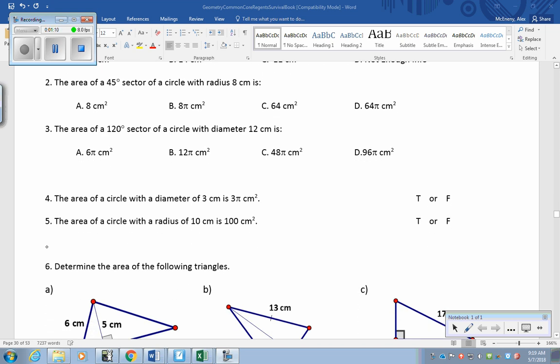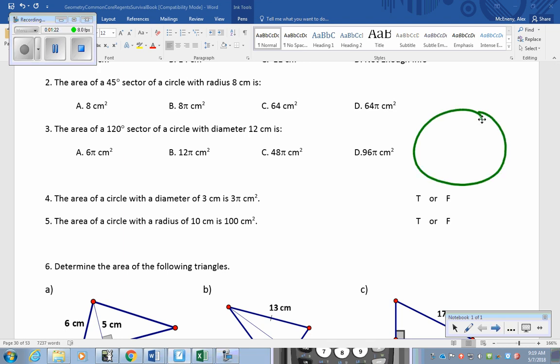I want to look at one of the sector questions. It says the area of a 120-degree sector of a circle with a diameter of 12. Now the big thing with these is, no picture, draw a picture. So I'm going to draw a circle with a diameter of 12, and then a 120-degree sector. 120 degrees would be like this, and I'll shade that section in. So we need to find a section of that circle.